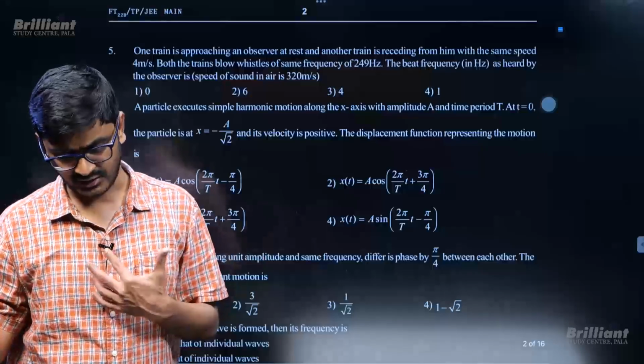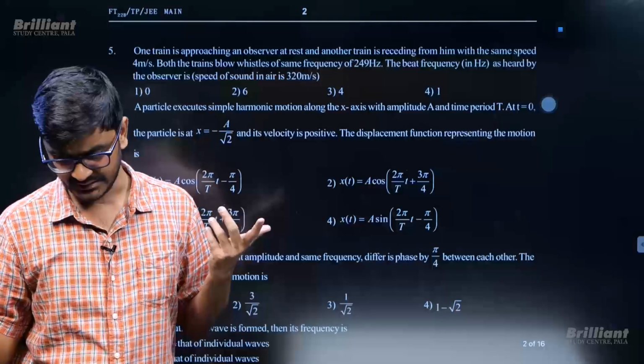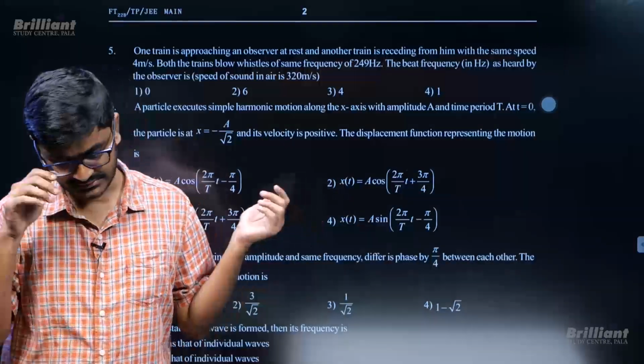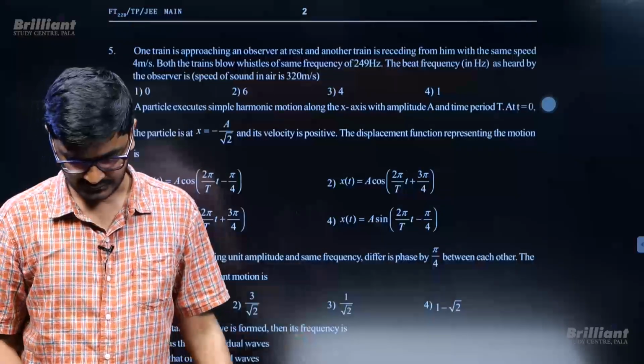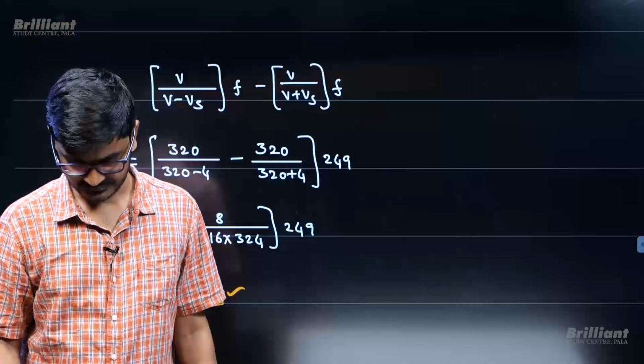A particle executes simple harmonic motion along the x-axis with amplitude a. At t equals 0, the particle is at x equals minus a/√2 and its velocity is positive. The displacement as a function of time. Okay, you need to find that.